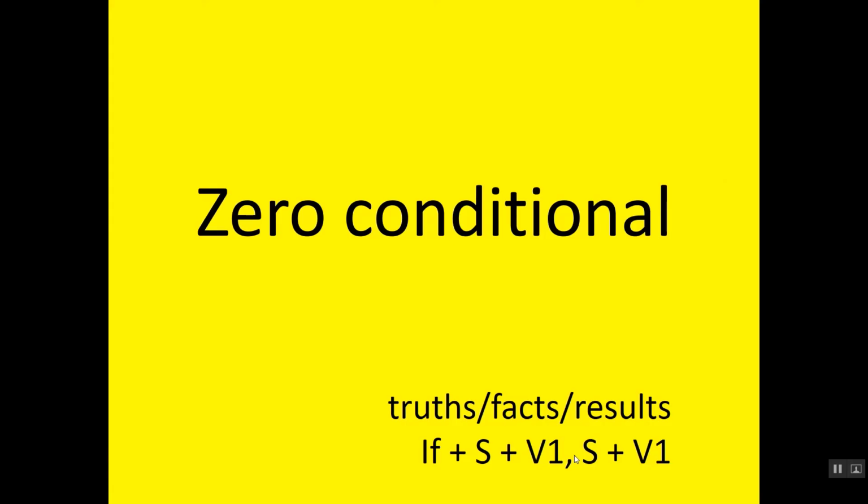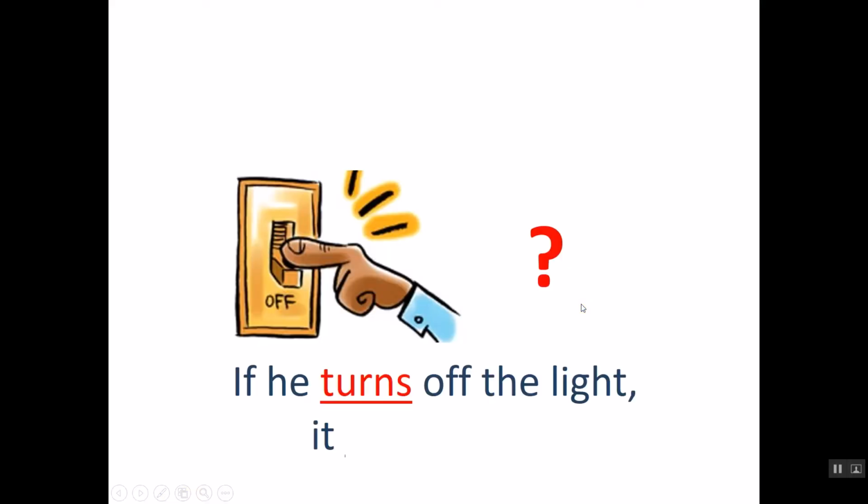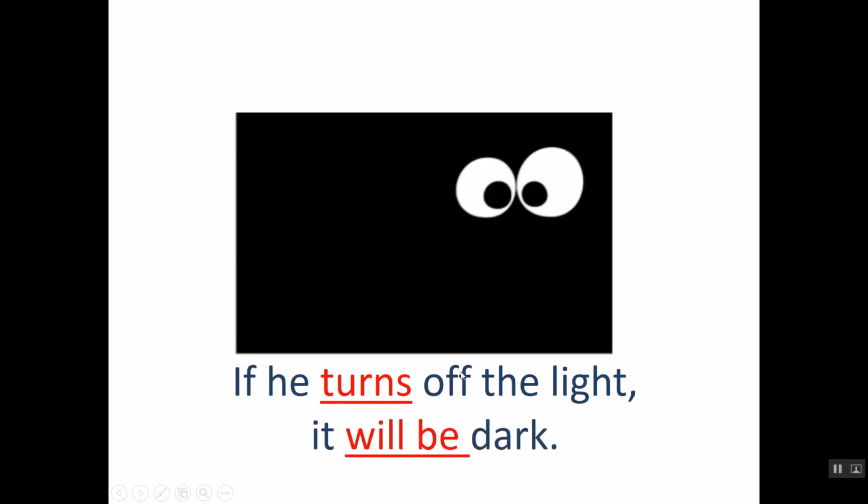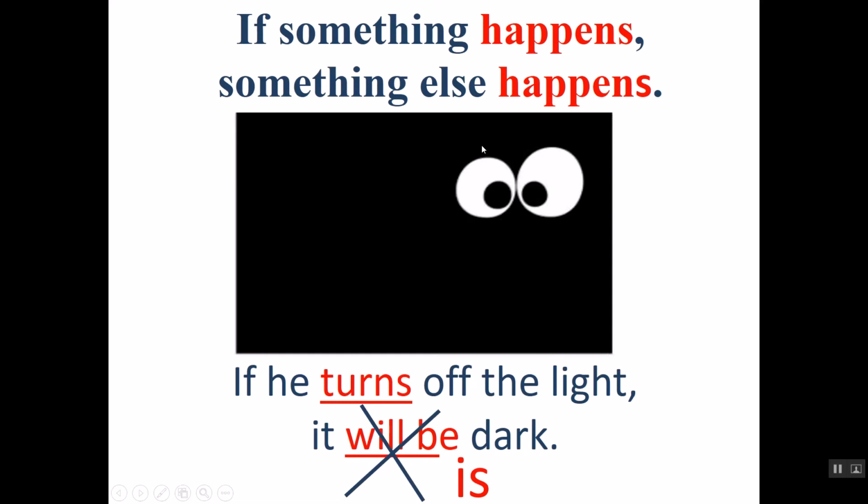Okay, so here's some more practice for us. This is 0 conditional. Remember, this is about truths, facts, and results. You do if, subject, verb, comma, subject, verb. All present simple. So if he turns off the light, what happens? It will be dark. Oh, no, that's not present simple. That is future. It is dark. If he turns off the light, it is dark. If something happens, something else happens. Okay?